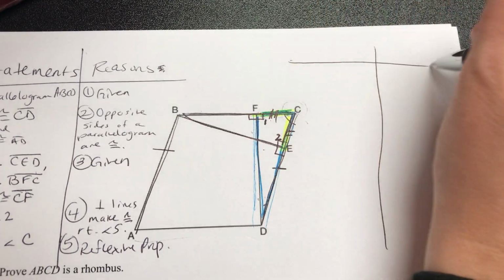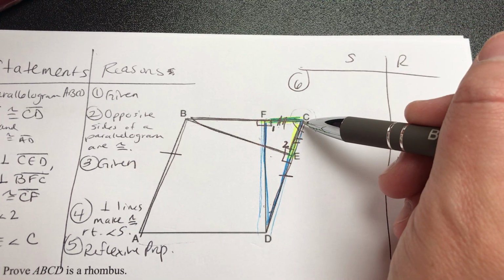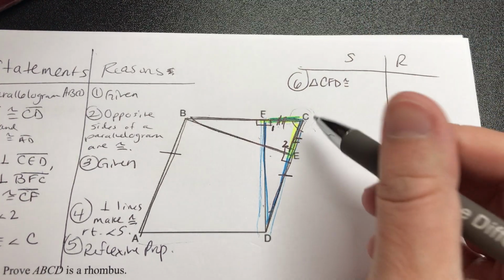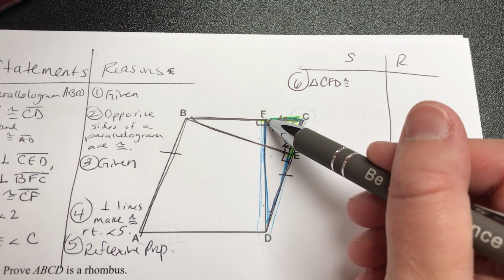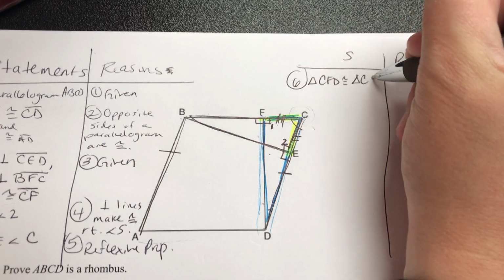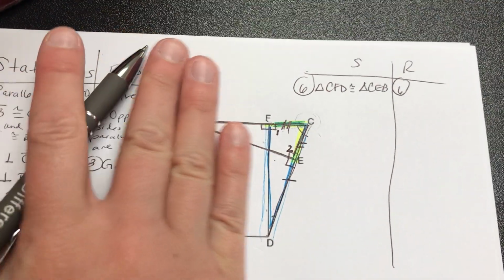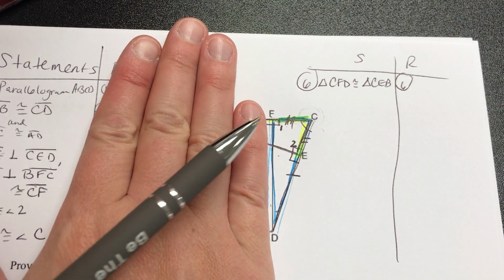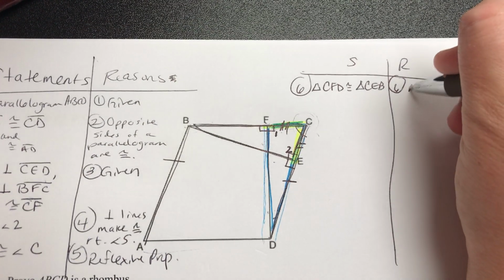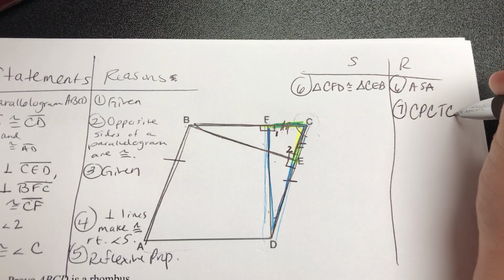So I'm still here with S and R. So number 6, I'm going to say triangle CFD is congruent to triangle CEB. I say them in corresponding order. And my reason, if I cover one to kind of focus on it, I have two angles and a side. The side is in between the two angles, so that is angle, side, angle. And then always CPCTC will follow.